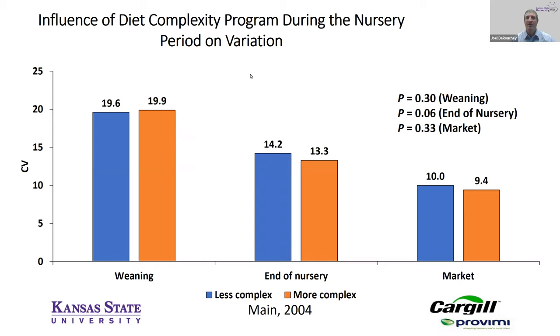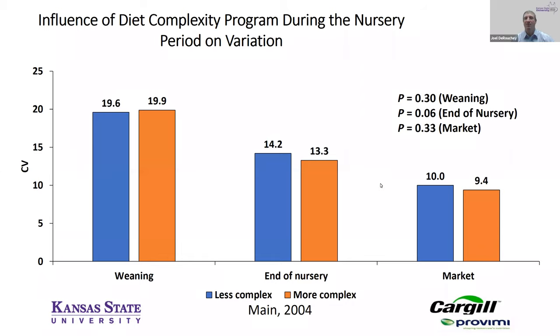The first one we want to visit about is diet complexity and its impact on variation in the nursery period. We can see that in this case Roger Main, as part of their weaning age information that they generated, looked at complexity in the nursery. And in fact, if we look at a less complex versus more complex starter diet program, we were not able to see in this particular case a difference in CV at weaning, at the end of nursery, or at market. Again, some slight numerical difference was present at the end of nursery, but we were not able to carry that through statistically until the market period.